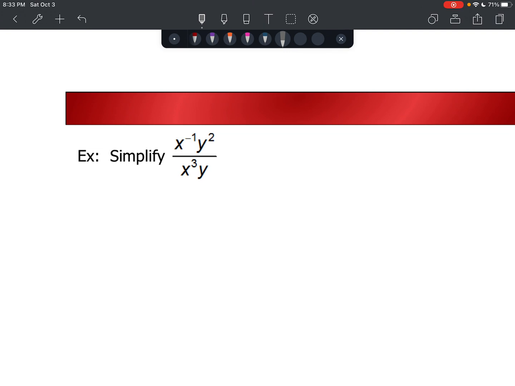Okay, here's one for you to try. Make sure you press pause. Okay, on this one, you should have gotten y in the numerator and x to the fourth in the denominator. Put a pretty bubble around it and move on.